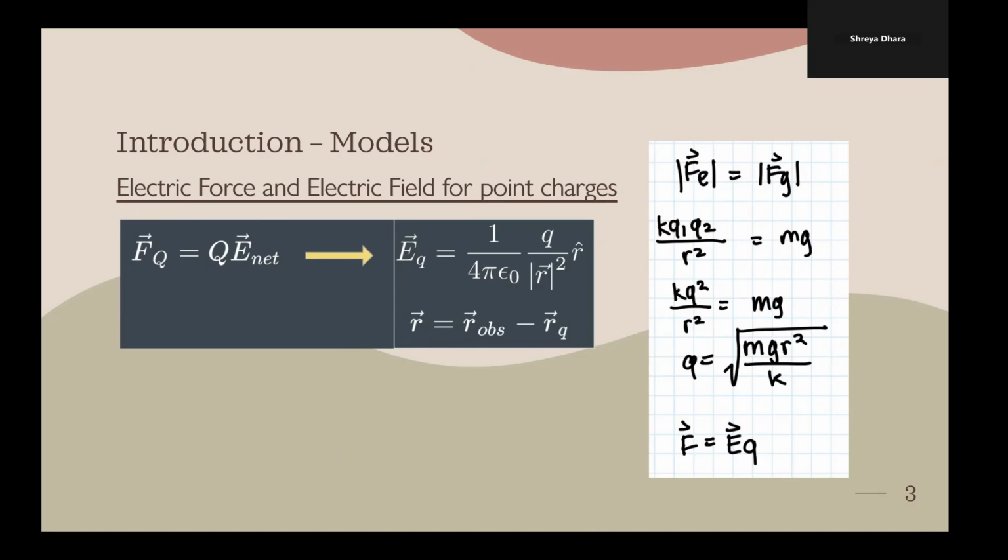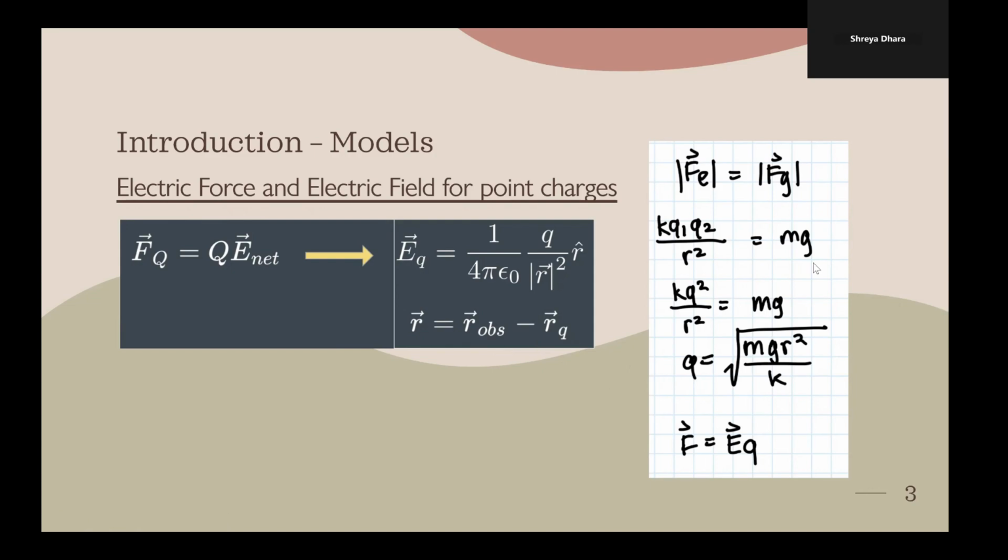For electric force, we can say that F equals QE, where Q is the charge and E net is the net electric field. From here, we can say that the net electric field is equal to 1 over 4 pi epsilon, which is a constant, times Q, which is our charge, over R squared, which is the magnitude of separation squared, times R hat, which is our unit vector. And then the R vector is the difference between the R observation point and the location of the charge.